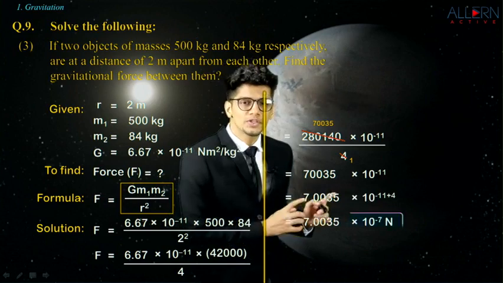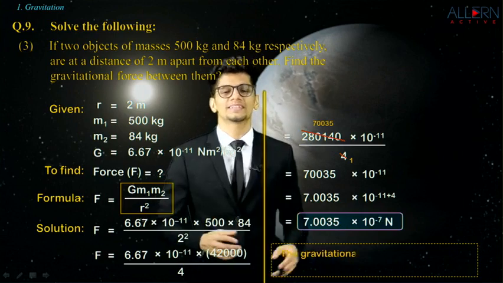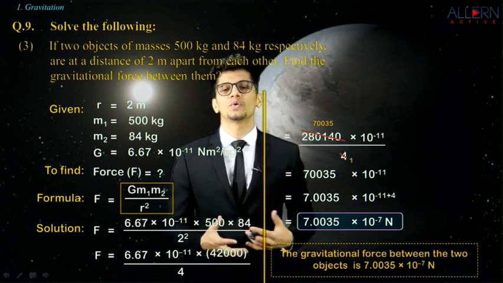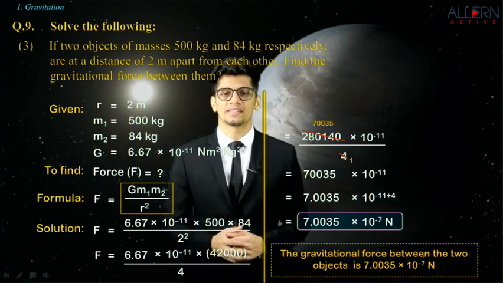And obviously we know that the unit for force is Newton. So what remains is the final answer or the final statement. So the gravitational force between the two objects is 7.0035 into 10 raised to minus 7 Newton.